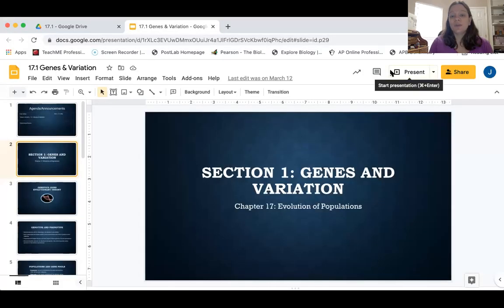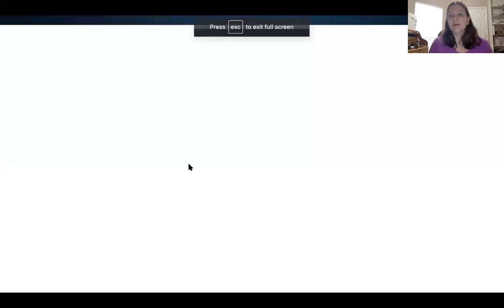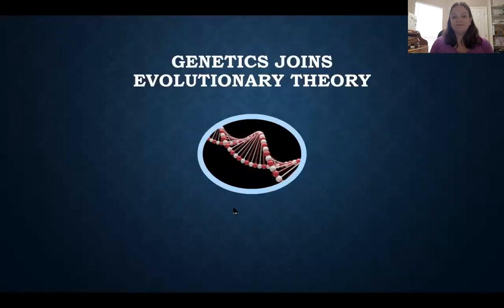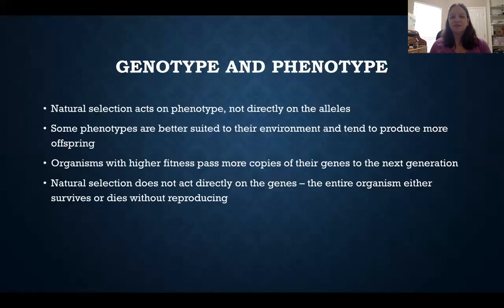We are on to chapter 17. In this chapter, we're going to be looking more at how natural selection occurs, what things are present, and what's happening to allow natural selection to occur. So, in this first lesson, we're looking at genes and the variation within genes that allows for evolution by natural selection. We're going to start by looking at how genetics and evolutionary theory come together.